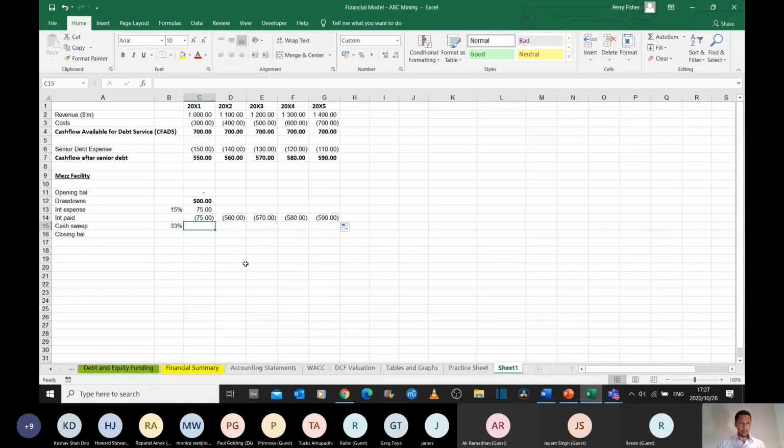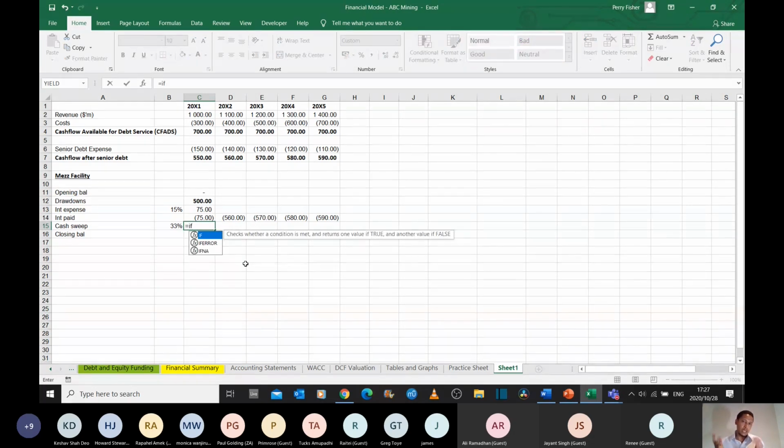Next, we move on to this cash sweep. I'm going to apply similar logic for that cash sweep. I'm only going to sweep if there's money. If there's no money, I can't call default. There's nothing I can do. So I would say that if there's money after you service the interest, okay, if there's money left after you've serviced the senior debt and after you've paid us the interest, only if there's money left over, I want to take 33% of that money to repay the capital outstanding.